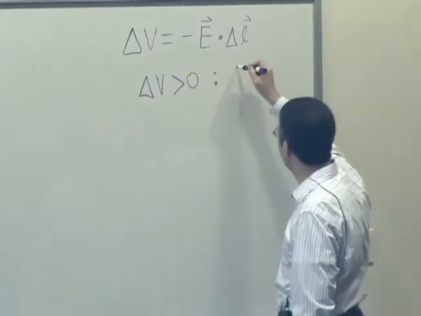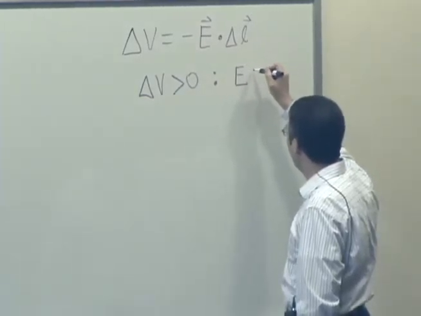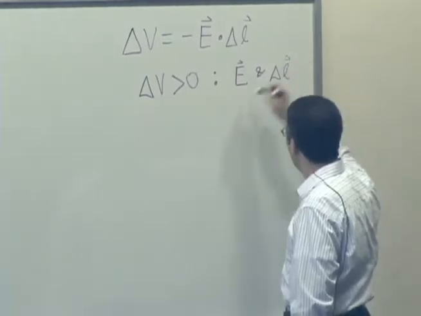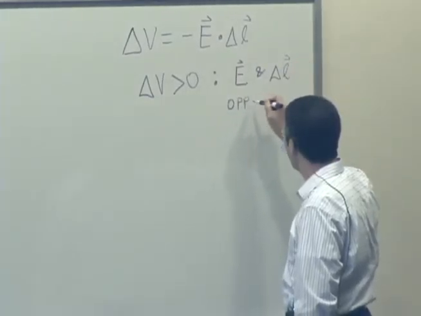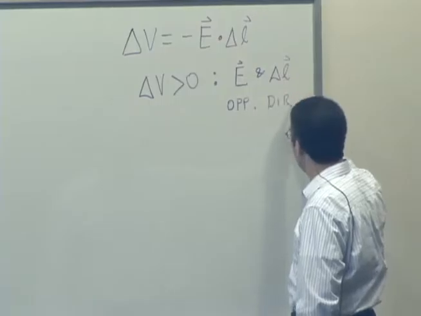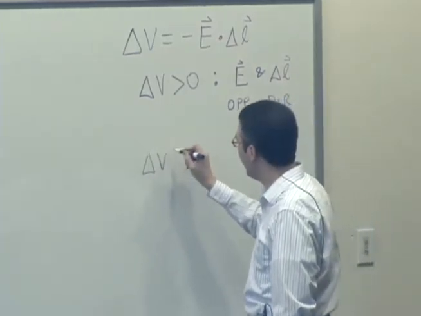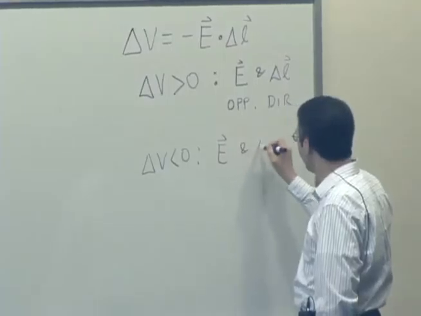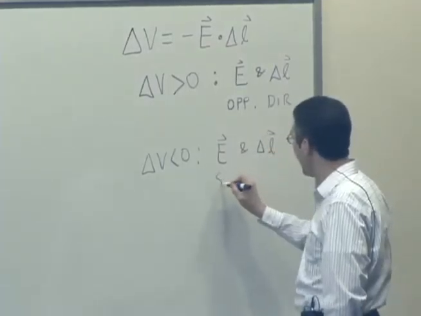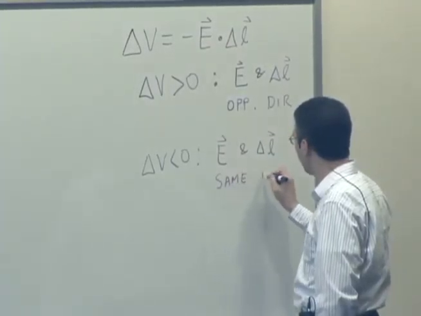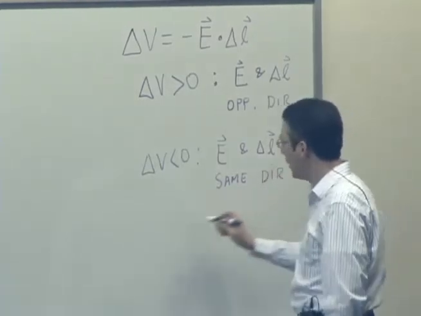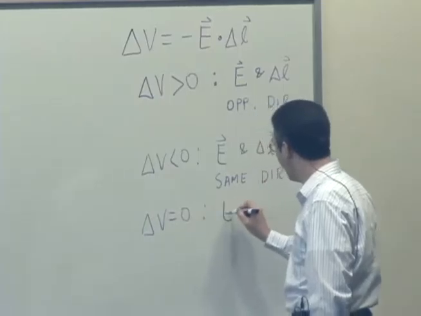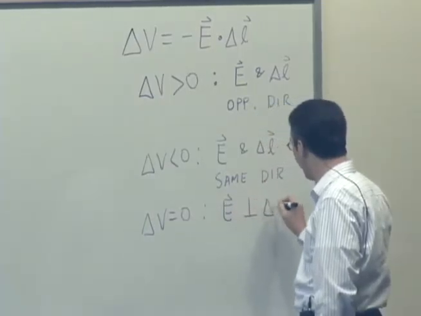greater than 0, if the electric field and delta L are in opposite directions. Delta V is negative if electric field and delta L are in the same directions. And it's 0 if they are perpendicular to each other.